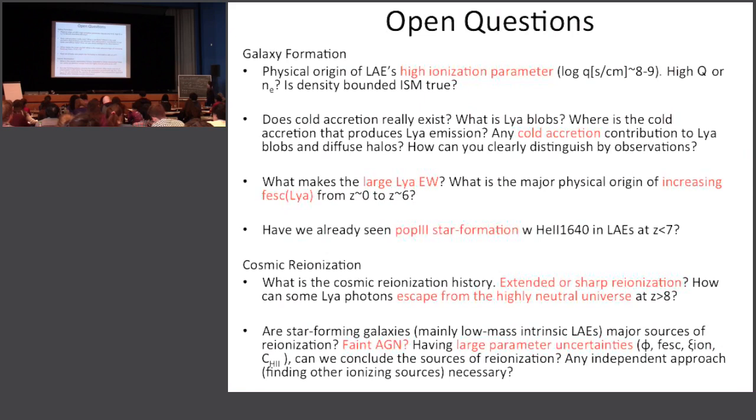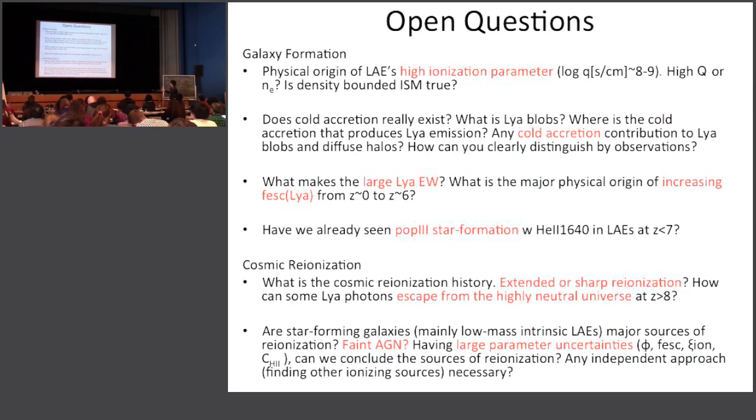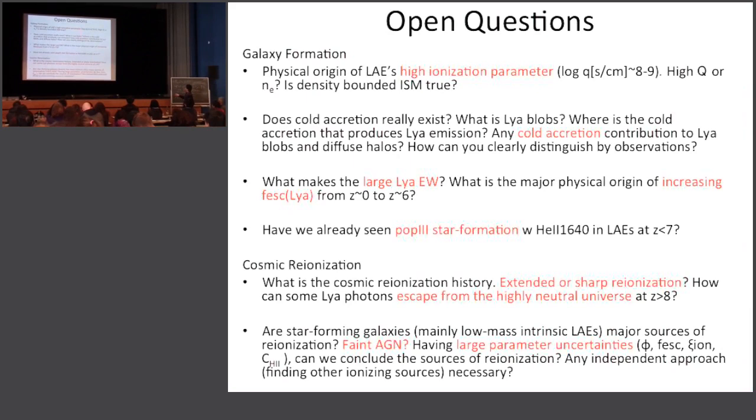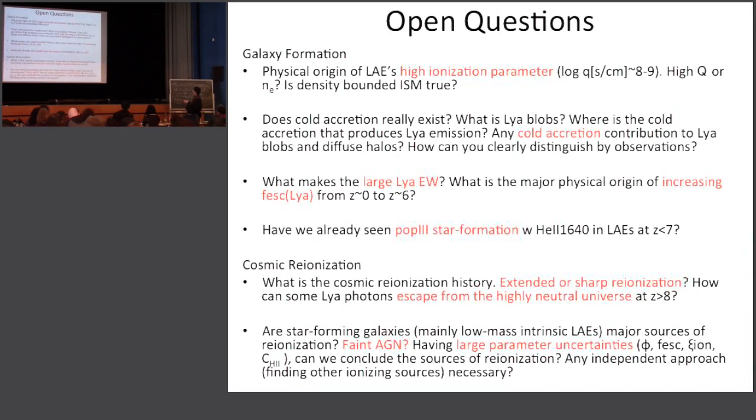I have talked about many things, but I will just show the open questions from my lectures, picking up some keywords. For galaxy formation: the high ionization parameter of LAEs, cold accretion is pretty unknown, the origin of large Lyman-alpha equivalent widths is not very clear, and the increasing Lyman-alpha escape fraction towards redshift 6 is not well understood. And Population III is a hot topic, but still unclear.